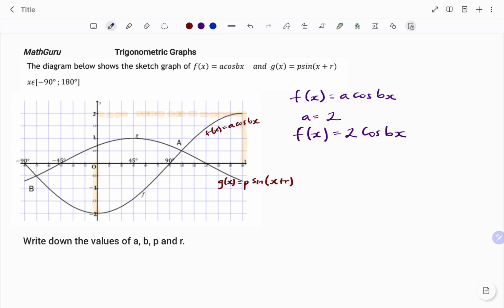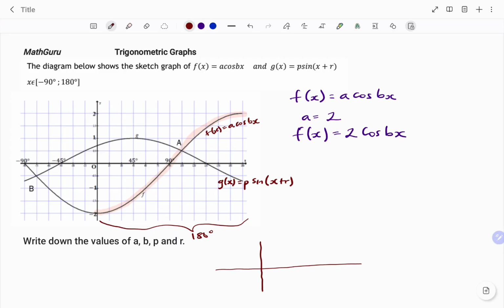The next step is to find the value of b. b relates to the period of the graph, and that refers to the length of one complete cycle of the wave where the graph repeats itself. For a basic cos function, f of x equals cos x, the period is 360 degrees. If you look at the graph given, if I start from the origin as shown, I can see that I have half of my wave for my cos graph, which is 0 to 180 degrees.